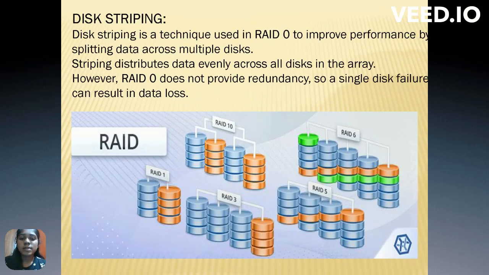The next is disk striping. Disk striping is a technique used in RAID 0 to improve performance by splitting data across multiple disks. Striping distributes data evenly across all disks in the array. However, RAID 0 does not provide redundancy, so a single disk failure can result in data loss.